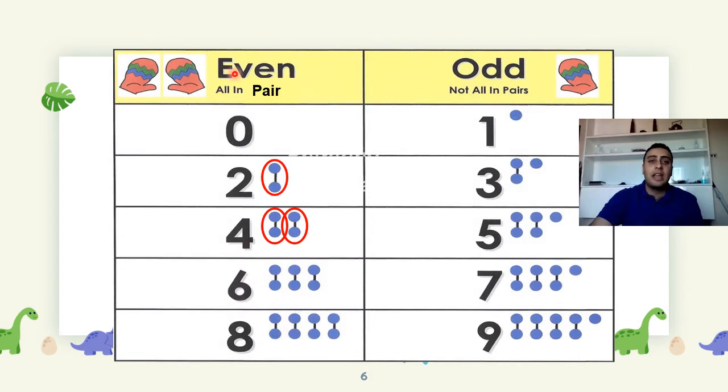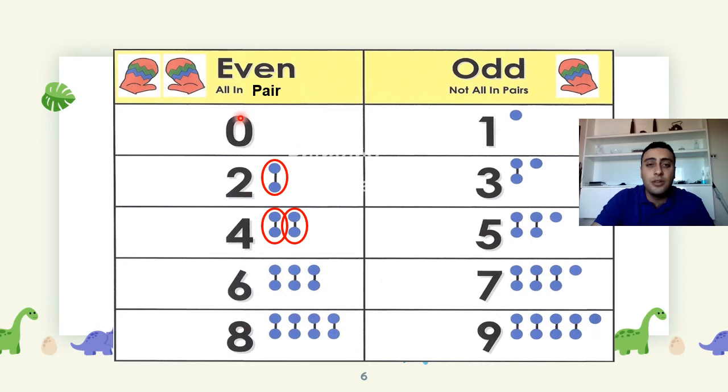So even numbers are all in pairs. In English, pair means two at the same time. For example, like this, or like this, like this. You see, these are pairs, okay? Now, let's look at here.